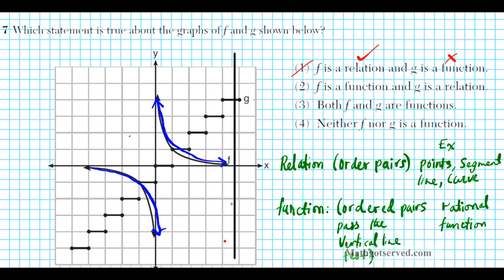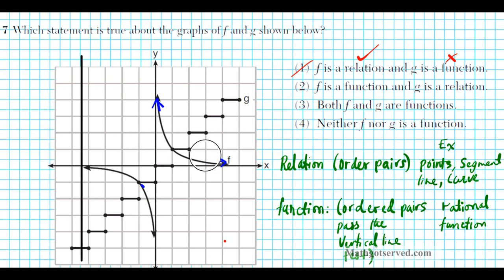Let's go ahead and sweep it. So you see once, once, once, once. Here you have an infinite discontinuity, once, once, once. So for the entire domain, the vertical line intersects the graph at exactly one point. So what does that mean? It means that f is in fact a function. Okay, so f is a function.